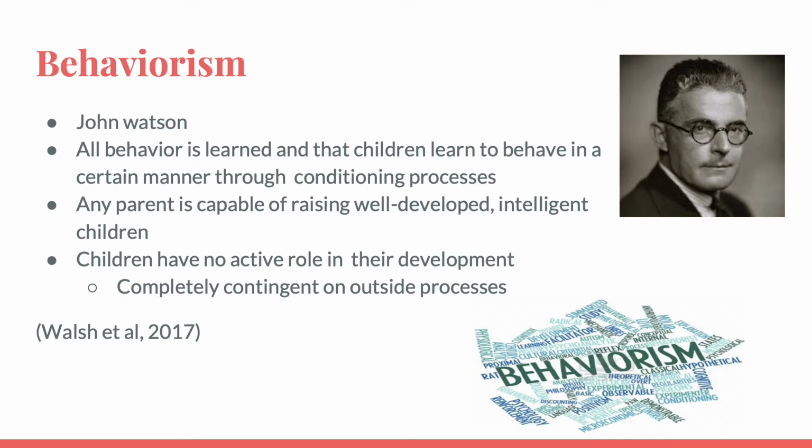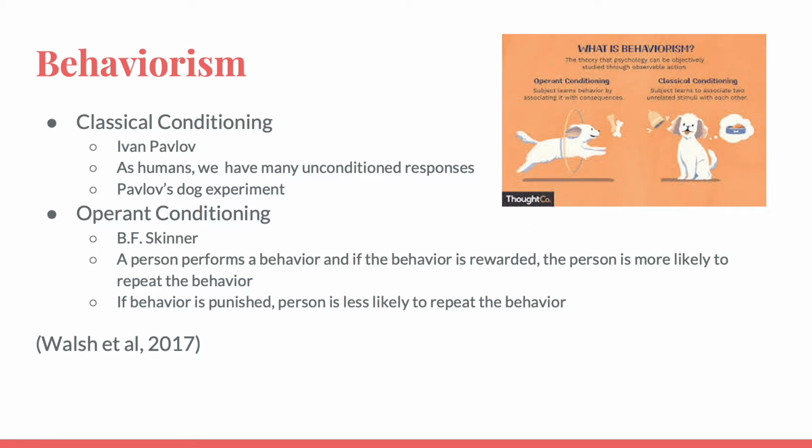Along with that, he said children have no active role in their development, so only outside processes play a role in their development. Children don't have the upper hand in how they develop. It's the parents, the school, the environment. Behaviorism falls into 2 categories: classical conditioning and operant conditioning.